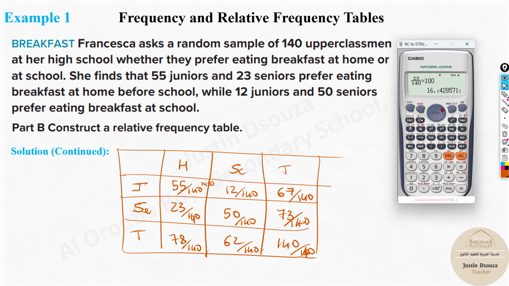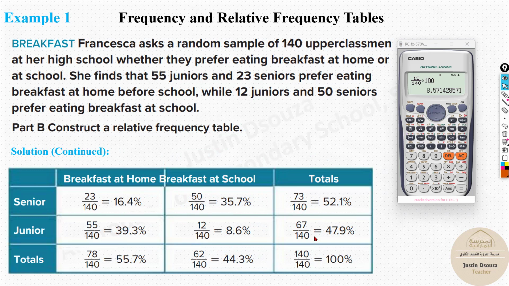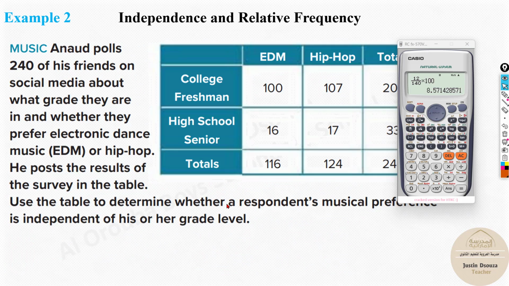Now same thing for the others, just keep on changing this to all, and you will get 8.6%. You can see over here 8.6, and same thing if you solve this over here and all the others, you can get the answers easily. Please make sure you keep it in percentage. That's your relative frequency table. That's it. Now let's go to the independence and relative frequency.